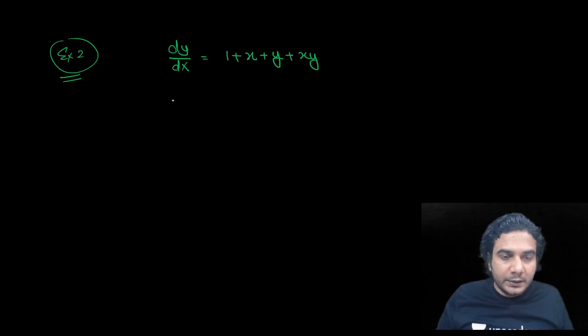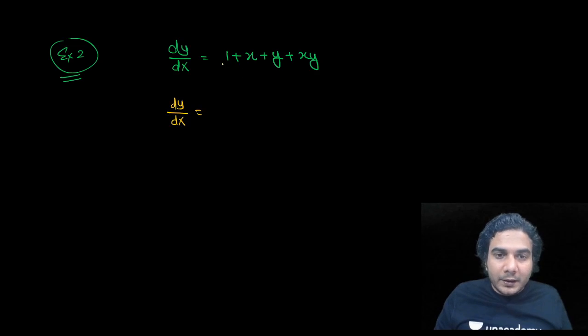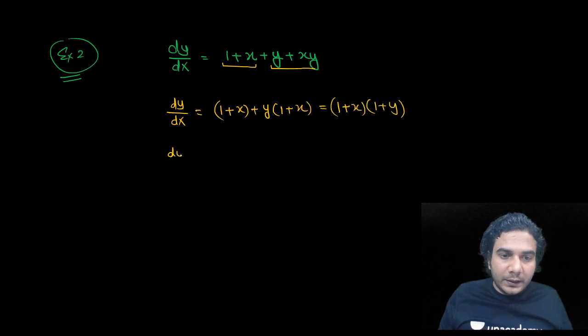So I hope it is done. Now let me solve it. So dy by dx is equal to, now see, if you write 1 plus x as it is, and take y common from the last two terms, it is 1 plus x. Then you can take 1 plus x common, so 1 plus x into 1 plus y. Now you can separate it. Now you can see there's a function of x into a function of y. So it is dy upon 1 plus y is equal to 1 plus x into dx.